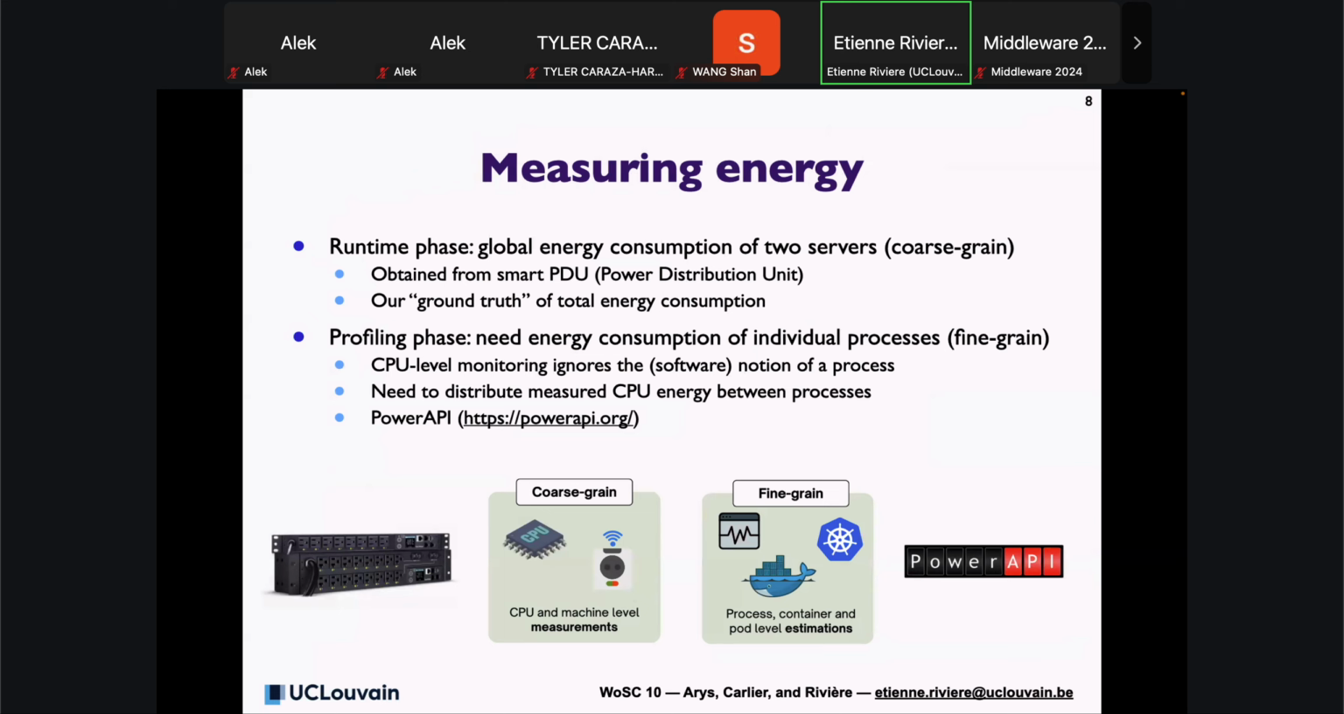You can know how much power a CPU consumes at a given point in time, that you can get from specific registers and specific tooling at the CPU level, but you cannot get how much is spent by the process. For that, we need software tools that distribute this CPU consumption amongst the different processes. And for that, we used a tool that has been here for about 10 years, which is called Power API. Okay, so Power API gives us the fine-grained measurements we need.